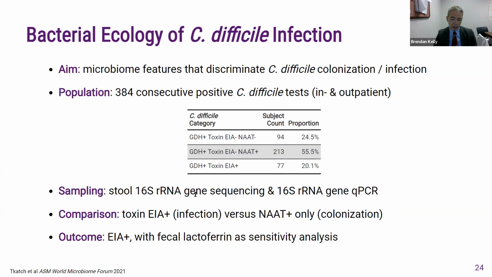We did stool 16S ribosomal RNA sequencing and the 16S ribosomal RNA gene qPCR. And again, the comparison was infection versus colonization. We also did fecal lactoferrin testing as a sensitivity analysis, although I will show you just a little bit of it. Because EIA isn't a perfect marker of true positive C. diff disease, we also measured colonic inflammation via this stool marker, fecal lactoferrin, and compared that to gut microbial features.